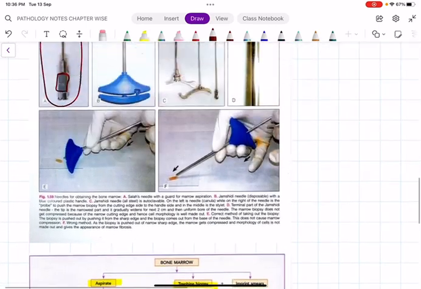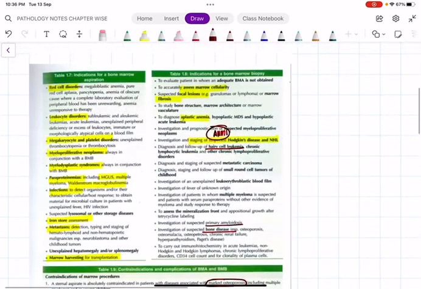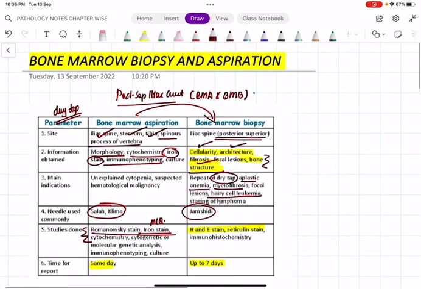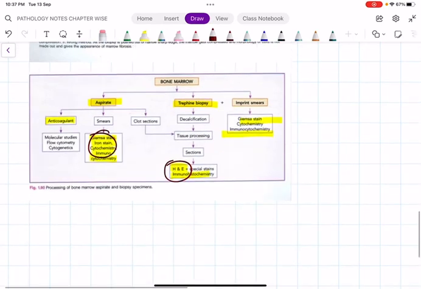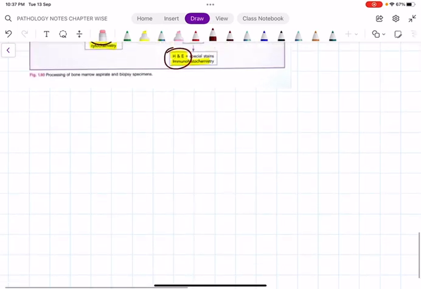So this is a more practical point. Bone marrow aspiration is one of the very common procedures. Whenever a patient comes with severe anemia, we will always ask for a bone marrow aspiration. So you should know the difference, the site, the staining, the contraindications and complications, everything. It is a more clinical and practical aspect than a theory one.